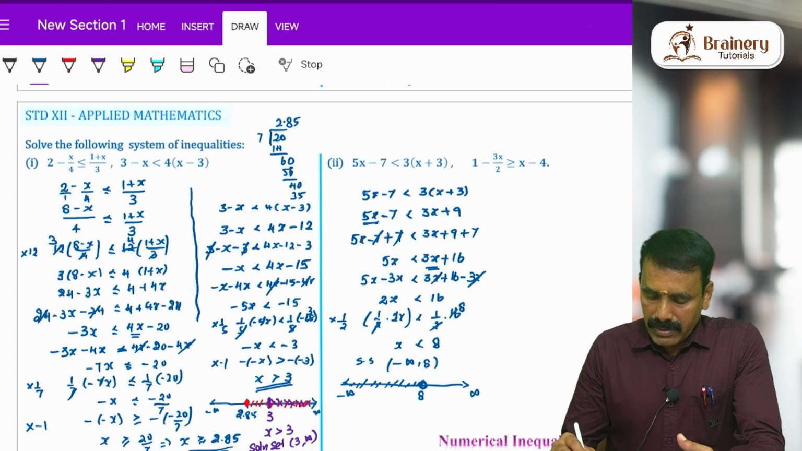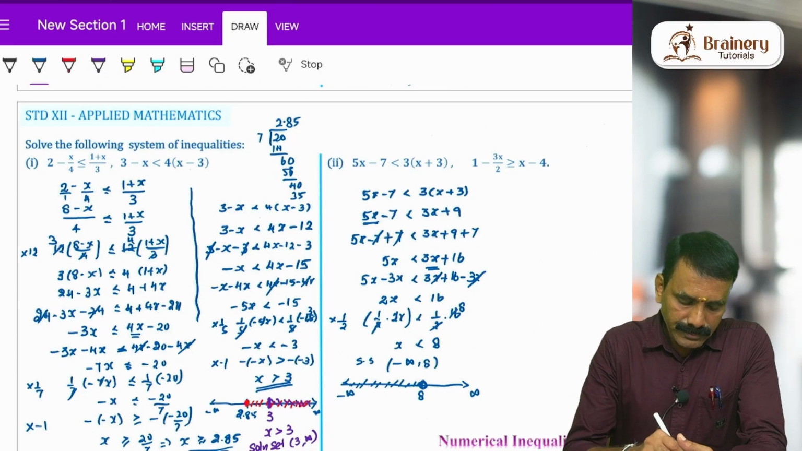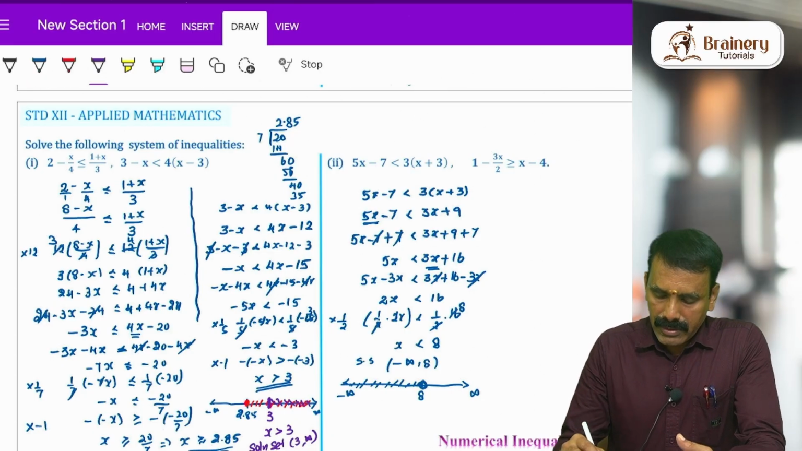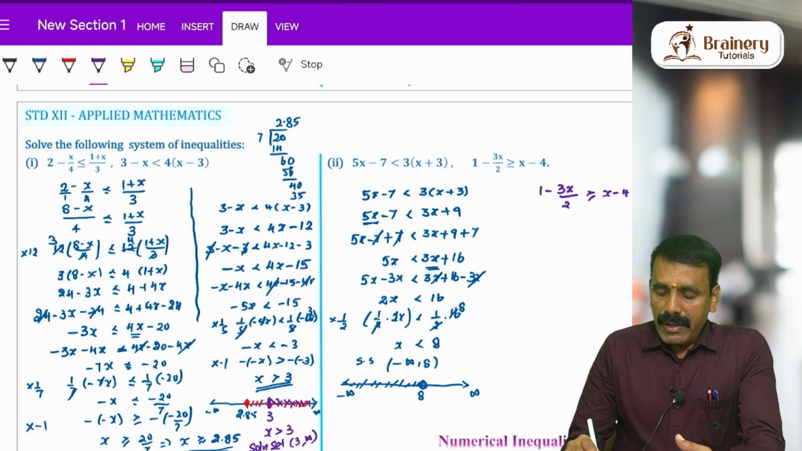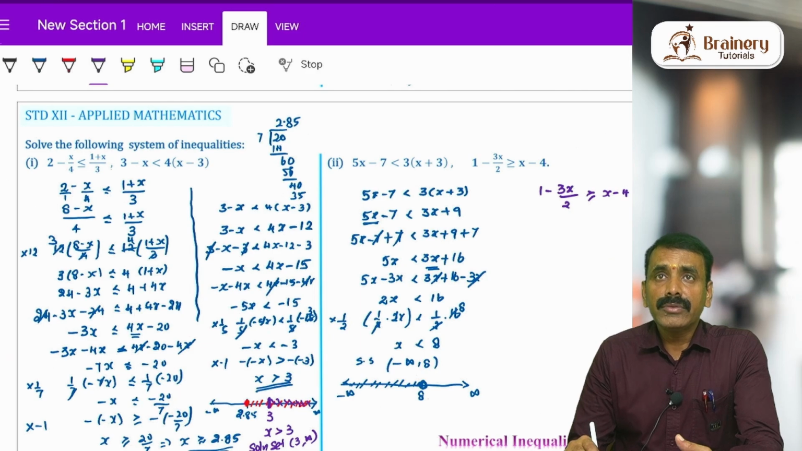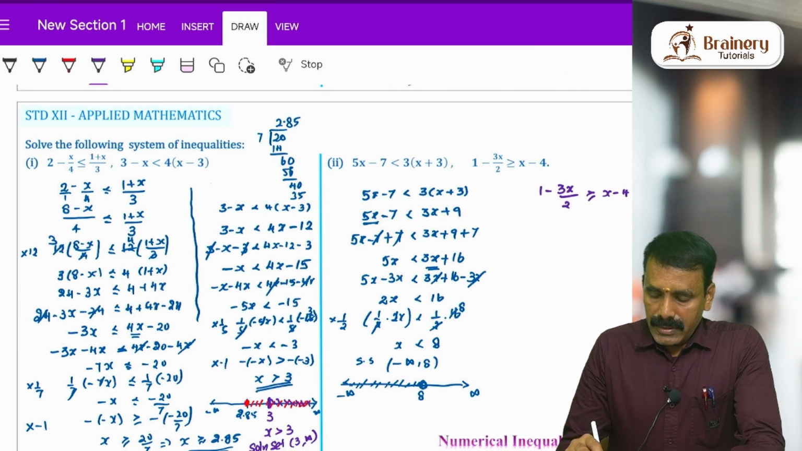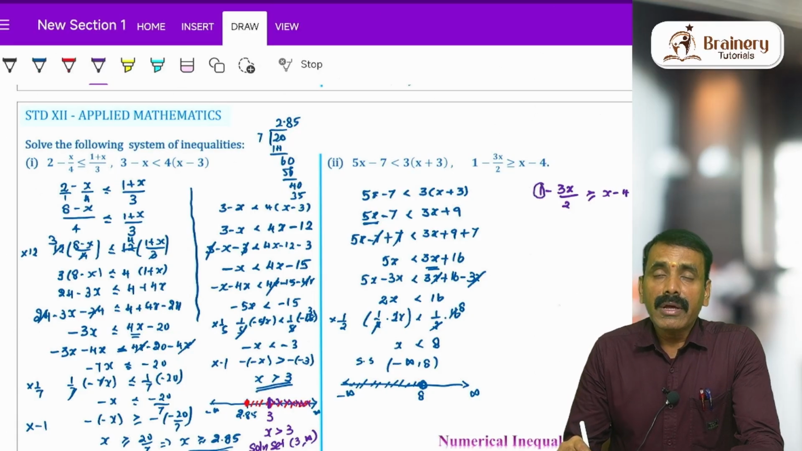Now take the next inequality. The next inequality is 1 minus 3x by 2 greater than or equal to x minus 4. Now we have 2 in the denominator of 3x. It is for only one term. So first we try to eliminate this one in that case. On the right hand side we don't have any denominator, so it is very comfortable for us.